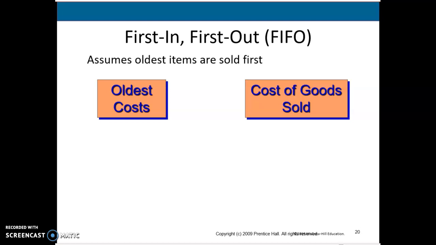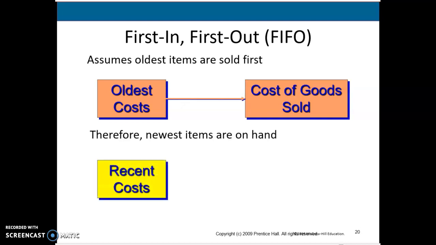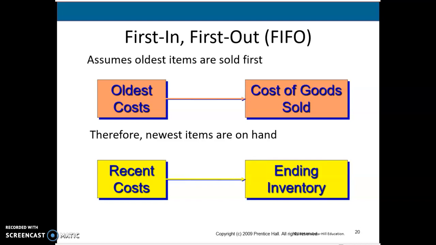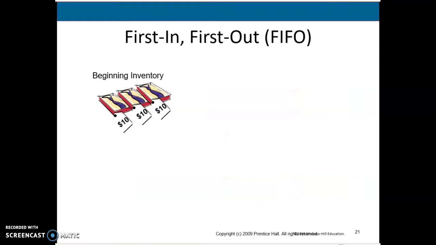So that means that the oldest costs are going to be in your cost of goods sold. And that means that your newest costs, or the things you bought more recently, are going to be what's left in your ending inventory. So let's look at an example of this with actual items.